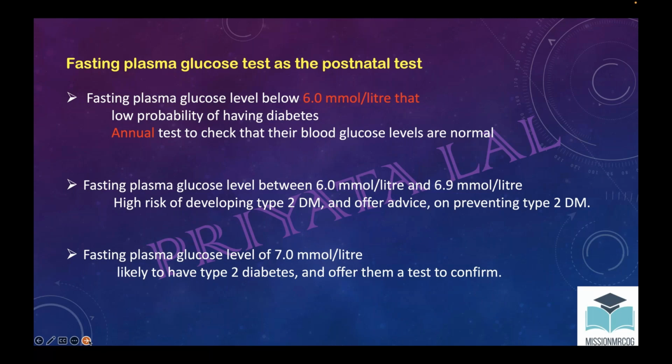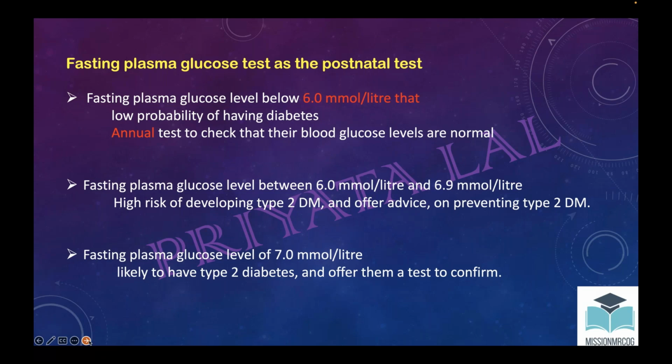And in a third set of patients, we find FBS is more than 7, so we are dealing with diabetes, so it would be confirmed, and accordingly the treatment for diabetes would be started. So the question comes: if the FBS is less than 6, what is to be done? The answer would be an annual test to check whether the glucose is normal or not.